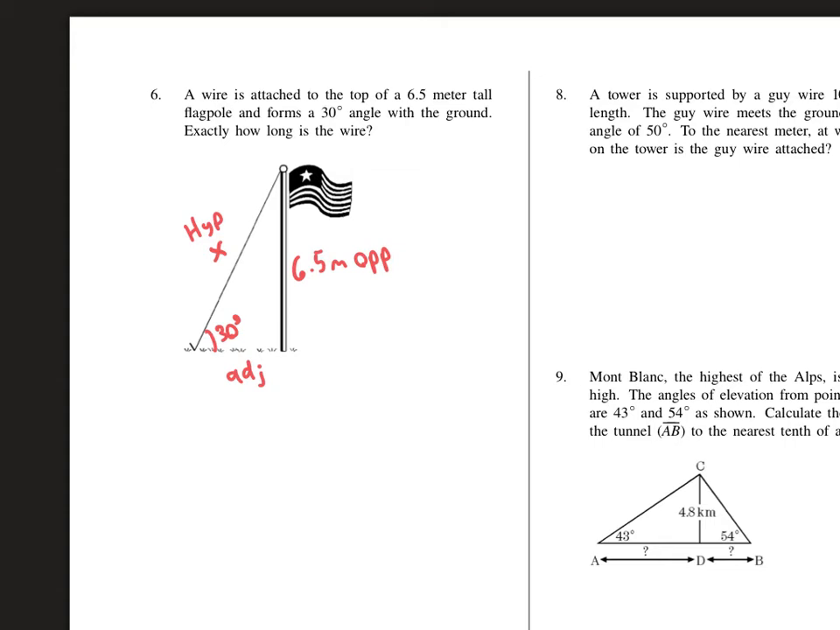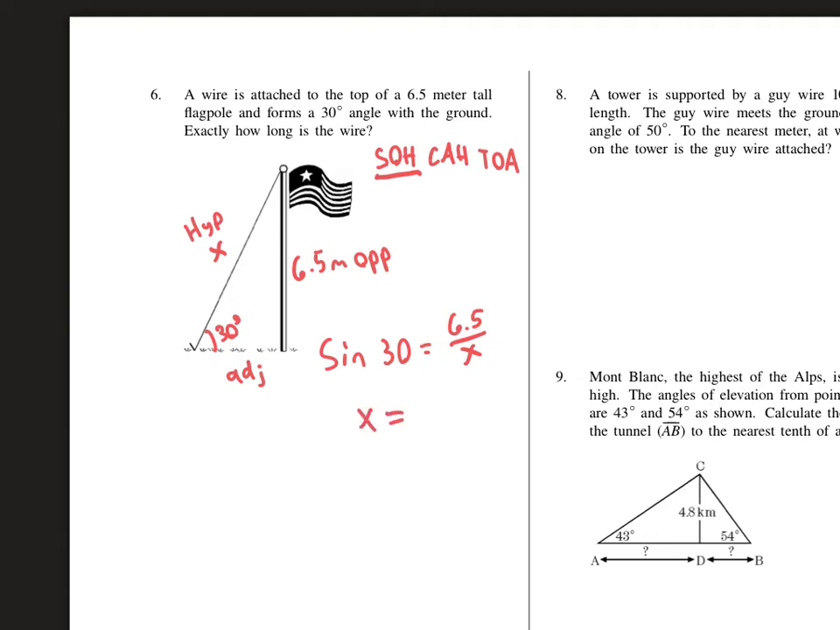So we have opposite. We're looking for a hypotenuse. And again, we're going to go with sine, opposite and hypotenuse. We don't care about the adjacent. So sine of 30 equals 6.5 over x. Now, I know I can solve this with special right triangles, but because the diagram looks so weird, I think it actually might be easier to do using trig.